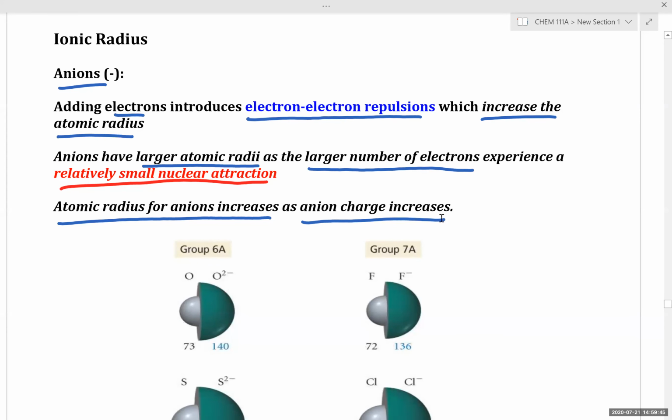Let me just check the question in the chat. Did I answer the question that was in the chat comparing lithium plus and beryllium 2 plus? Lithium plus is larger because it has fewer protons and a weaker nuclear attraction for its outermost electrons. It has a weaker nuclear charge. Did that answer your question? Perfect.